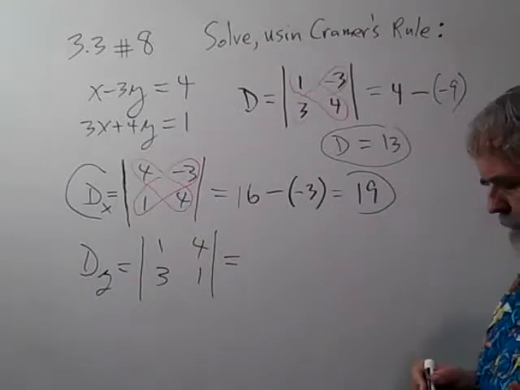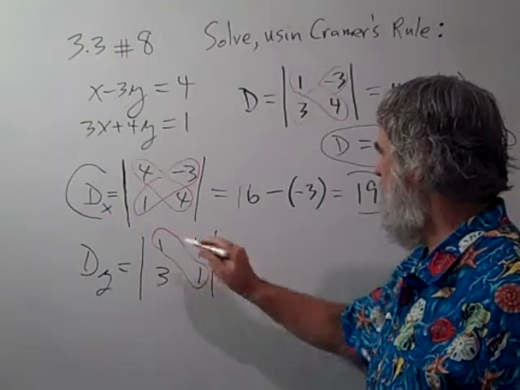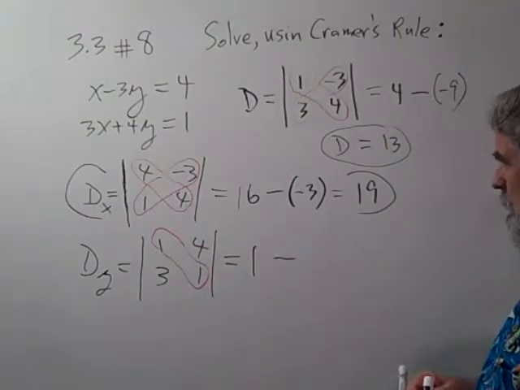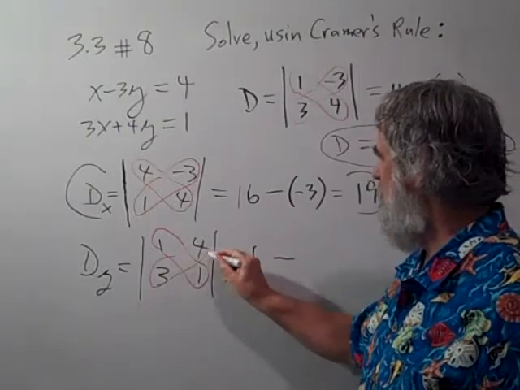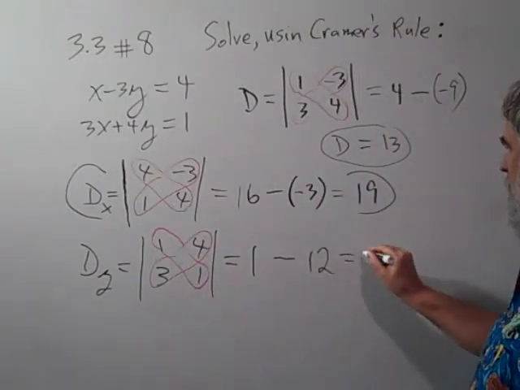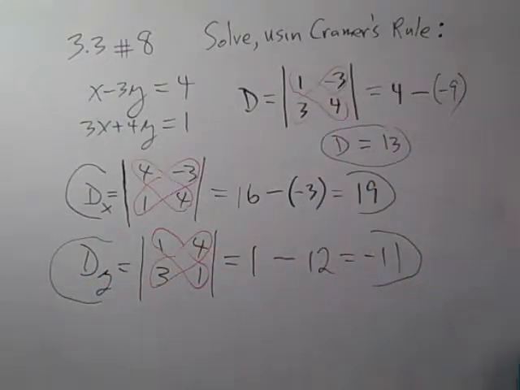Finally, for D sub y, computing this determinant, we have 1 times 1, which is 1, and minus the other diagonal, 3 times 4, which is 12. So 1 minus 12 is negative 11. So we found these three determinants, and now all we have to do is put together our results.